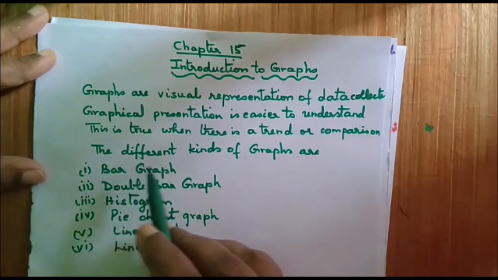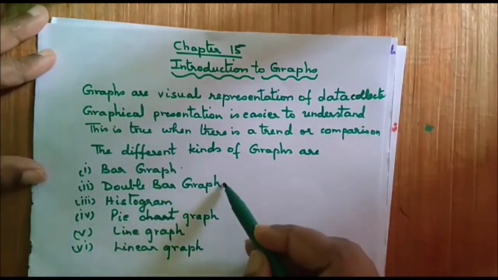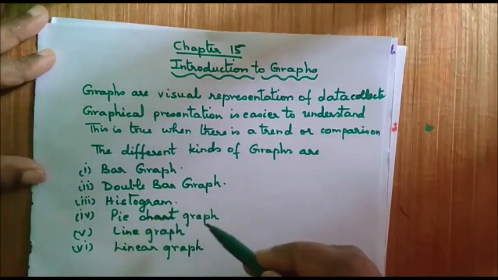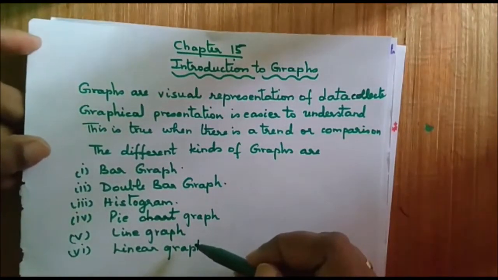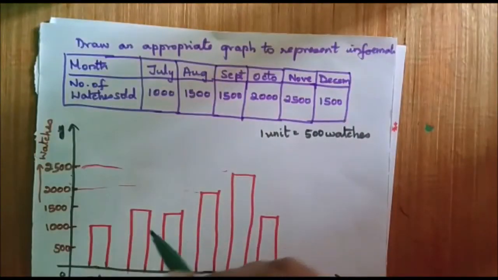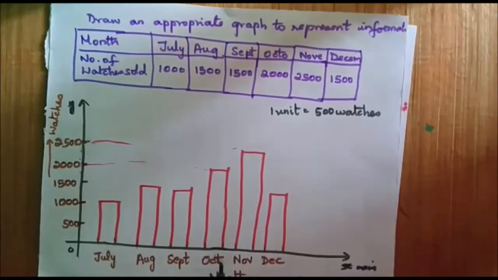Okay. So the different kinds of graphs are bar graph, double bar graph, histogram, pie graph, line graph and linear graph. Now we will see the first graph, that is the bar graph. You already know about bar graph. You have learnt it in your previous chapters as well as in your lower classes.